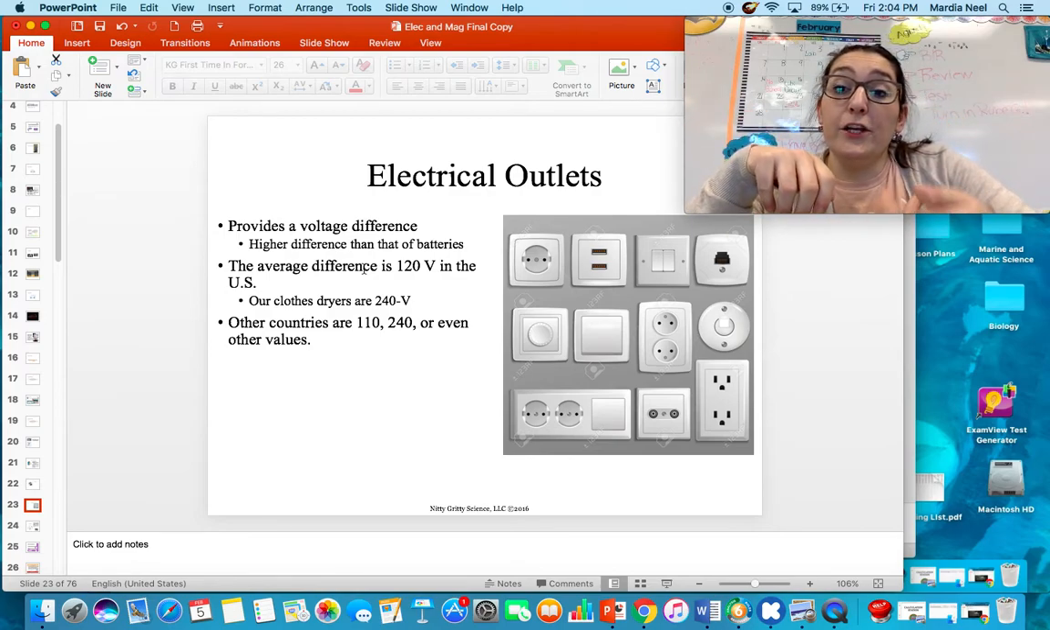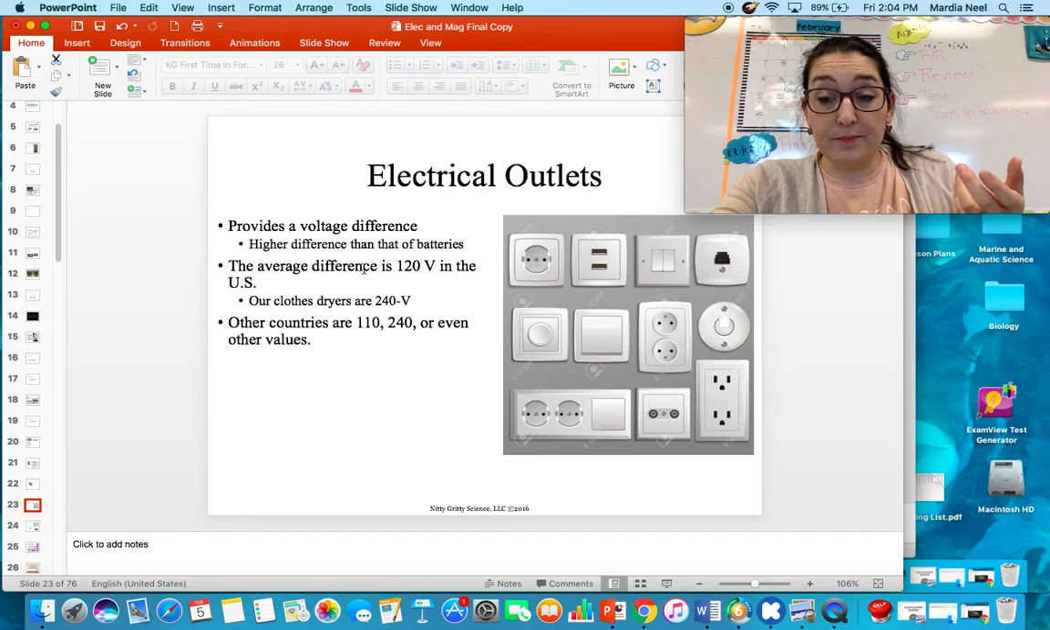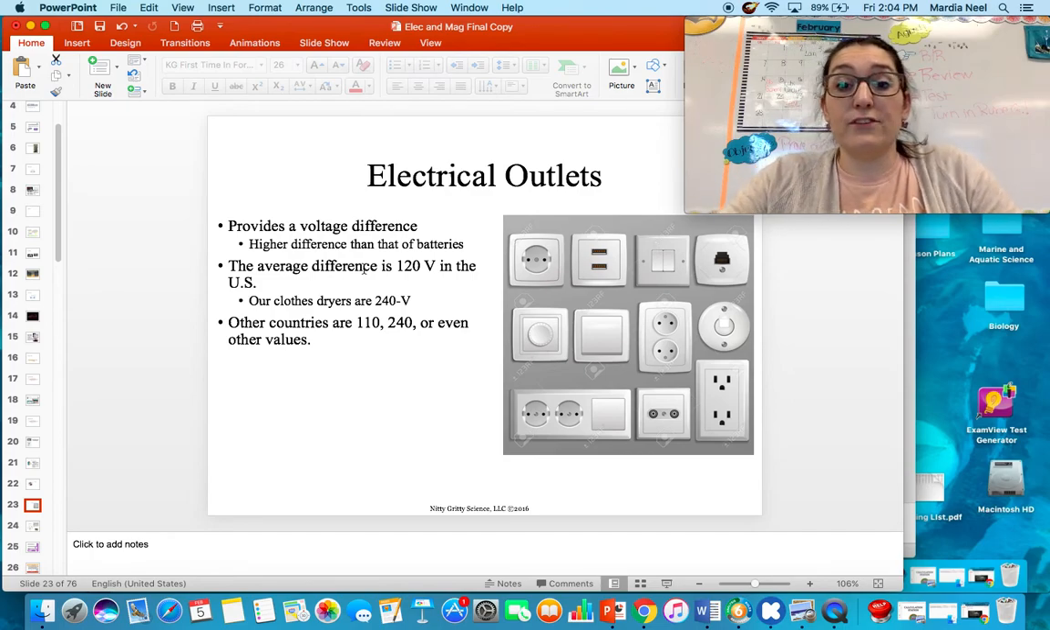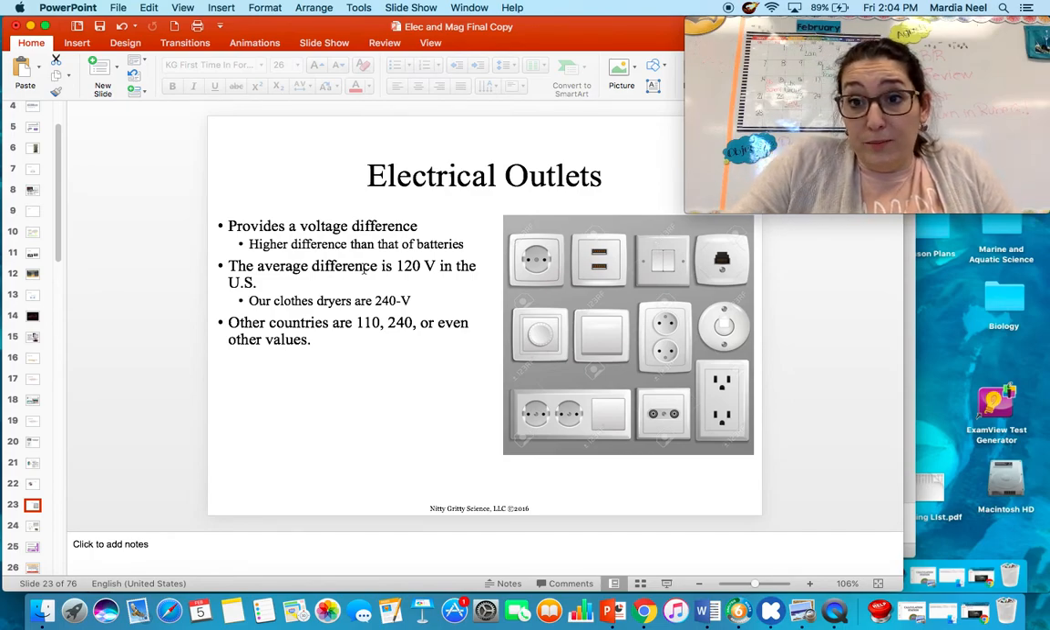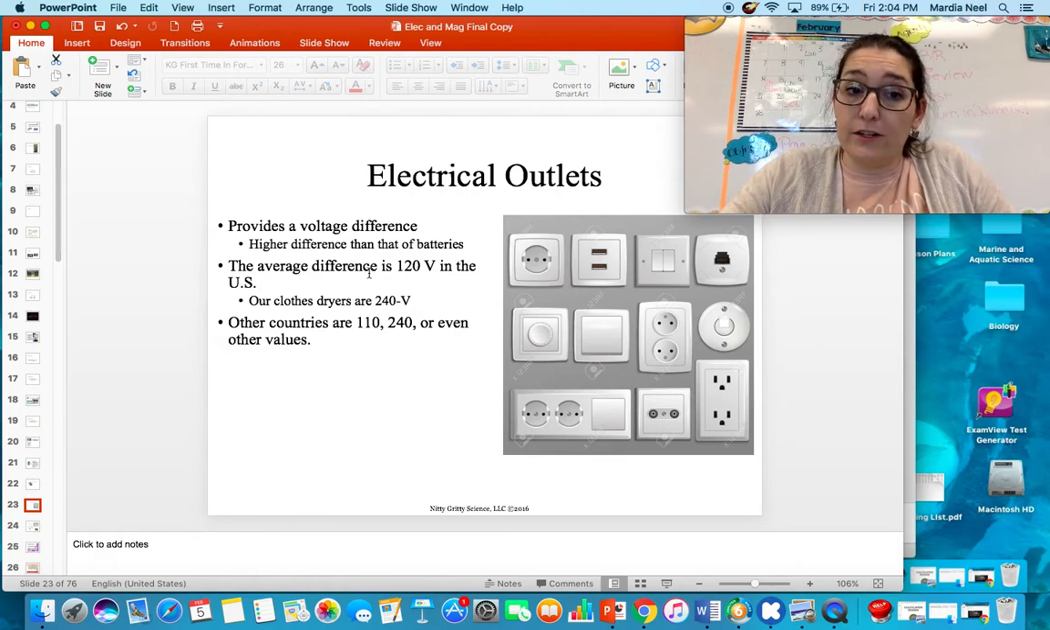So when you plug it in and you pull it out, sometimes you see sparks. Those sparks you're seeing are the transfer of charges, because that's what's going on when you plug something in. Those charges are being transferred.